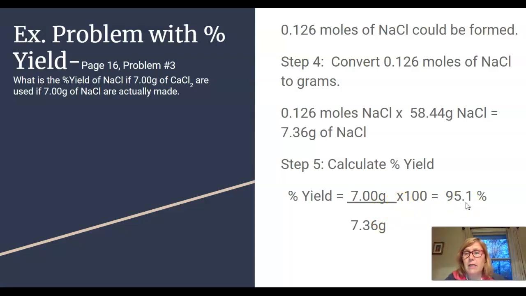That's good. That means you only lost less than 5% of it to an incomplete reaction, maybe spilling some reactants or products, something not going right in the reaction, but that's actually really good. The higher the yield, the better, the more efficient the chemical reaction.